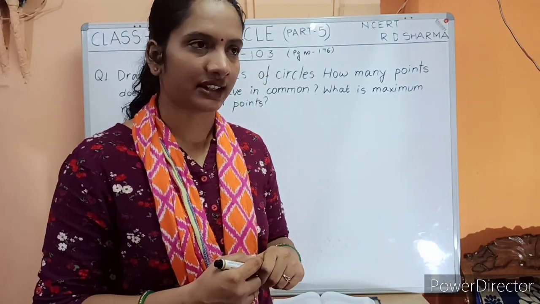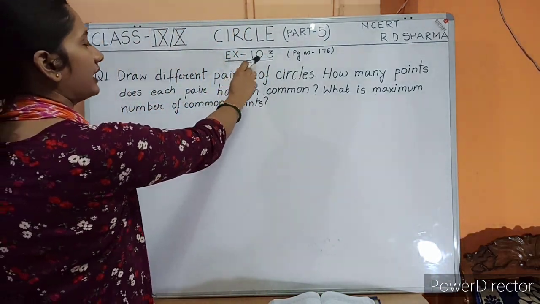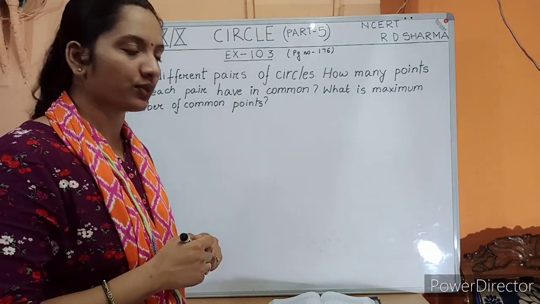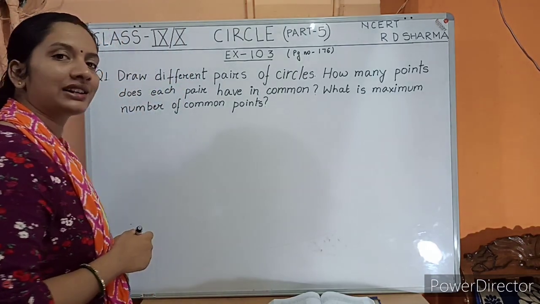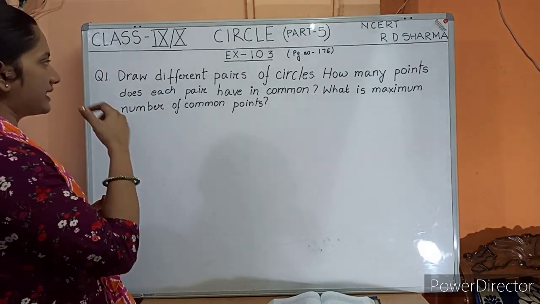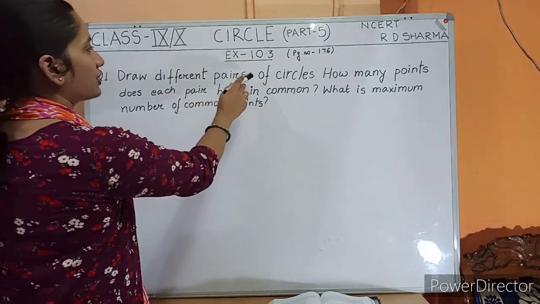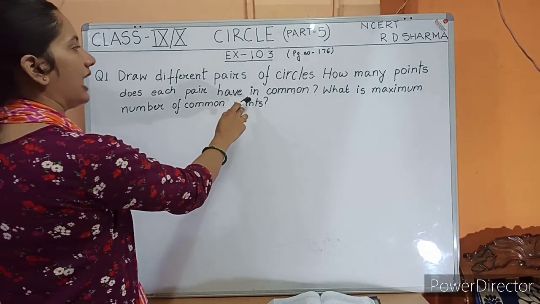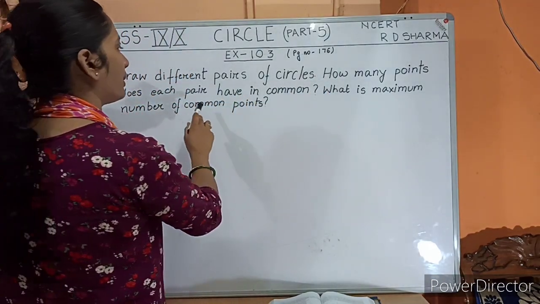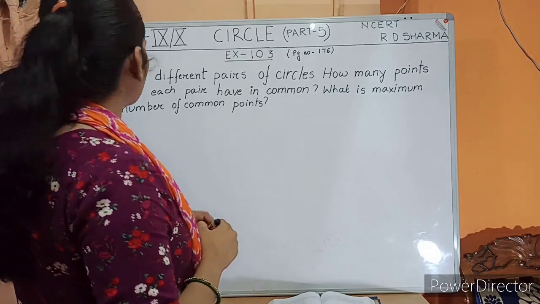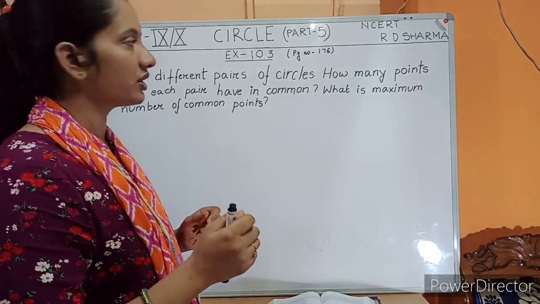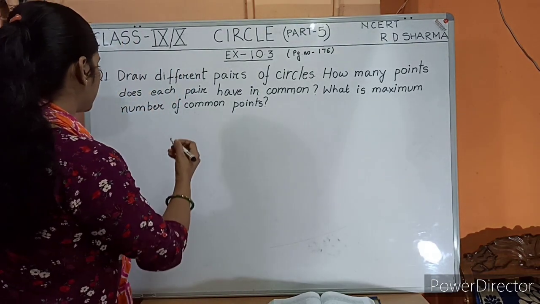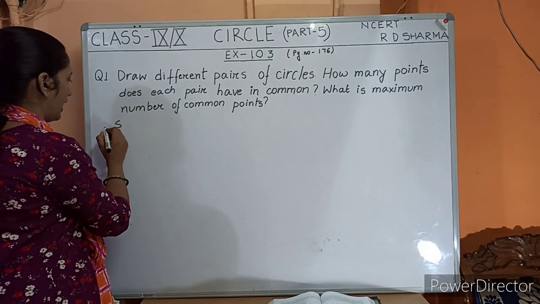Here we are going to discuss the exercise 10.3 given on page number 173. So let us see its questions one by one. I have written the first question here. It says: draw different pairs of circles. How many points does each pair have in common? What is the maximum number of common points? Okay, so this question number 1 is a combination of three small questions. Let us see how to answer this one.